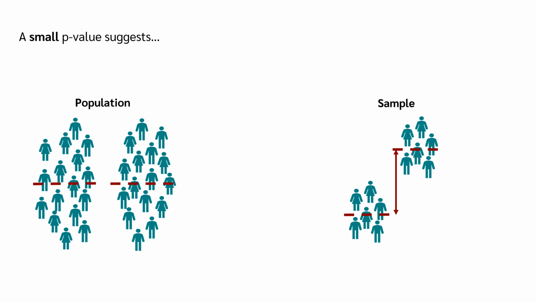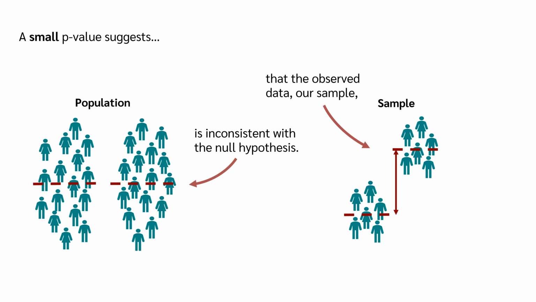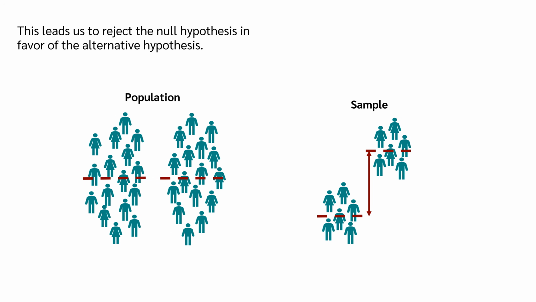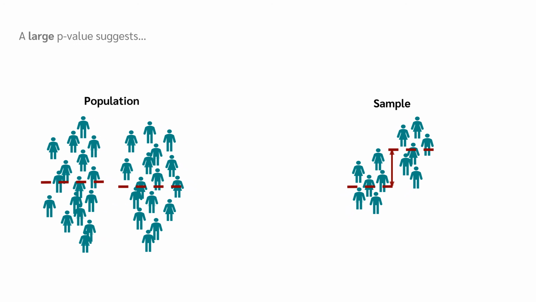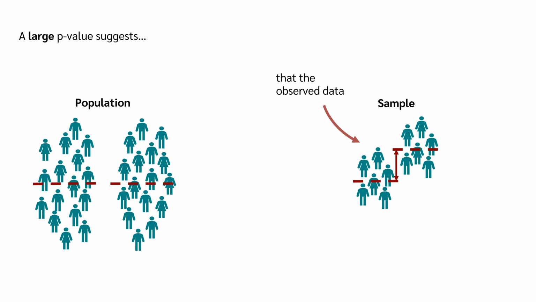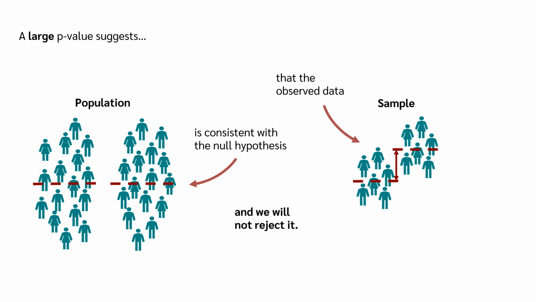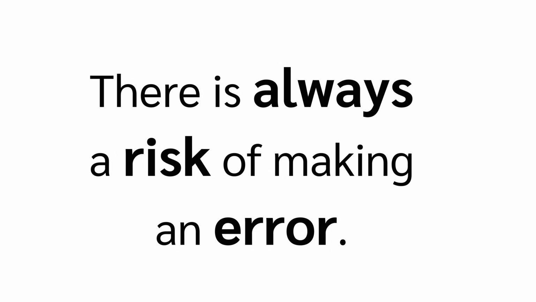Therefore, a small p-value suggests that the observed data, our sample, is inconsistent with the null hypothesis. This leads us to reject the null hypothesis in favor of the alternative hypothesis. A large p-value suggests that the observed data is consistent with the null hypothesis, and we will not reject it. But note, there is always a risk of making an error.